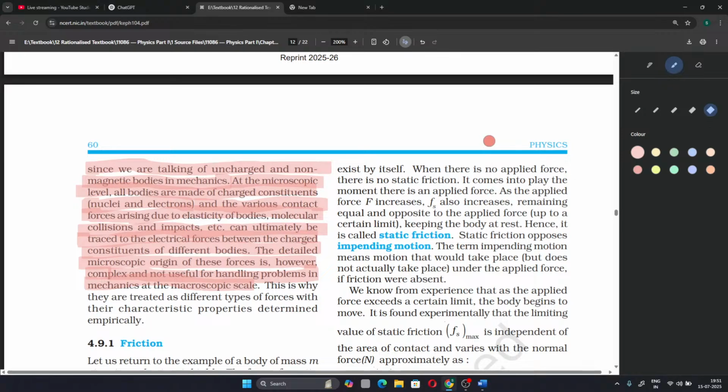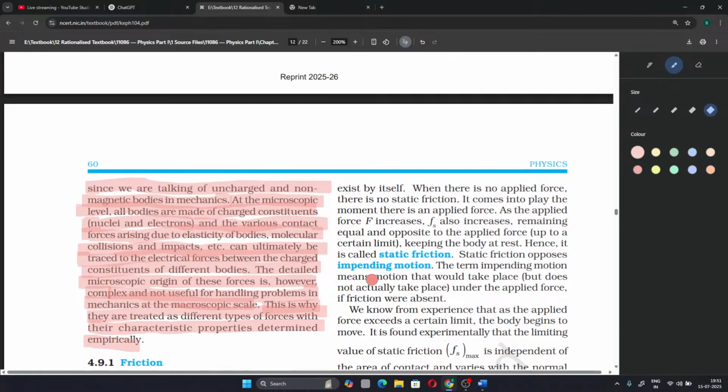If that were the case, since there are many millions of atoms, billions actually, or even trillions, and if we individually calculate the electrostatic attractions between them, it will take too much time, which is basically useless. We just want to pull or push a trolley, and we don't need the electrostatic interactions to do such a menial task. This is why they are treated as different types of forces with their characteristic properties determined empirically.